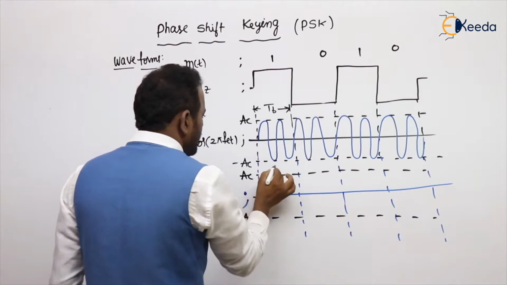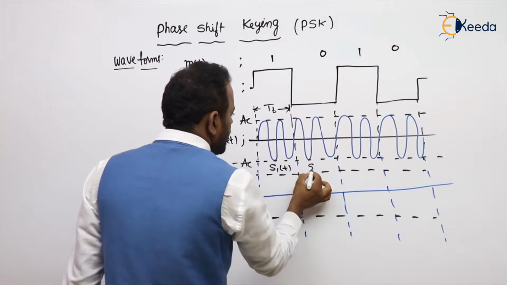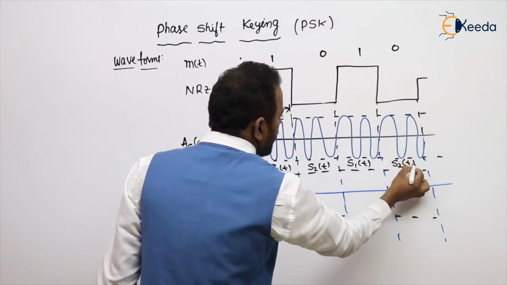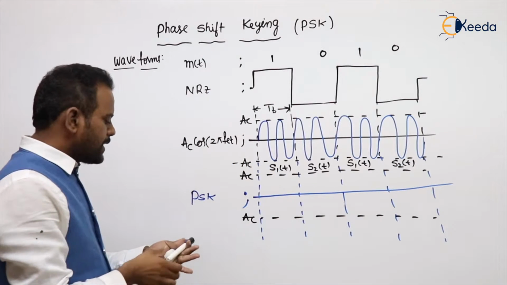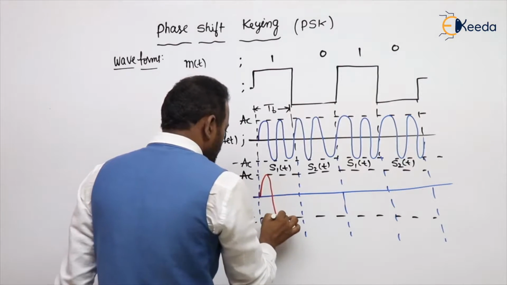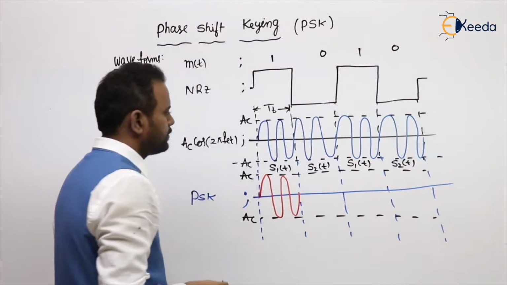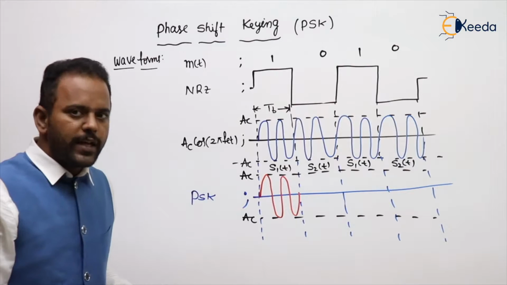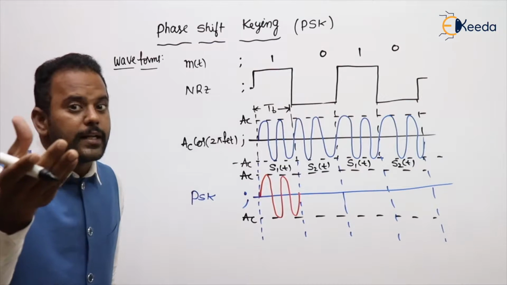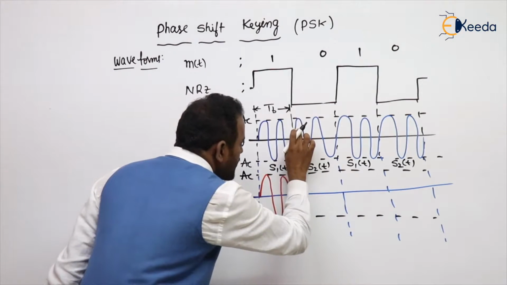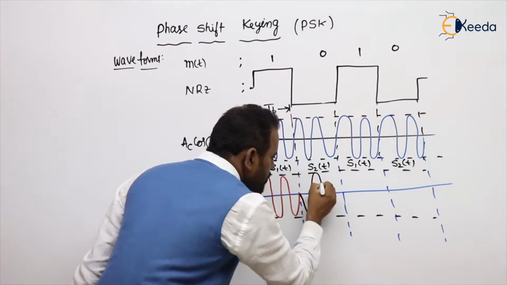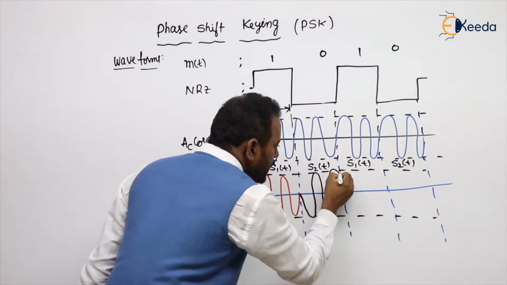Corresponding to binary 1 is nothing but S1(t). Binary 0, S2(t). Binary 1, S1(t). Binary 0, S2(t). What is S1(t), sir? Same carrier, or 0 degree phase when compared to the carrier. So write the same. What is S2(t), sir? S2(t) is nothing but 180 degrees of phase shift, or multiplying with the minus sign. So a positive cycle multiplied with negative becomes a negative cycle. Negatives will become positive, positive will become negative.